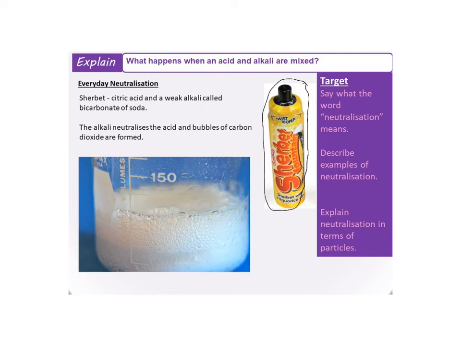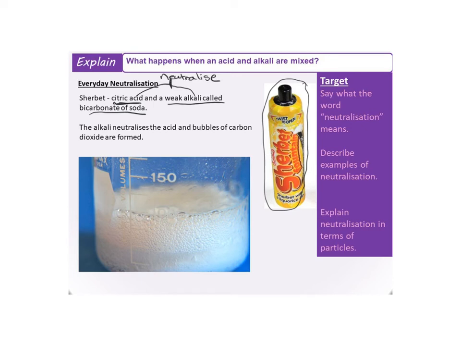And all sherbet is, it's a type of acid that we call citric acid, and it's got a weak alkali in it as well called bicarbonate of soda. So we know immediately we're speaking about an acid reacting with an alkali. And we can predict that what is going to happen is we are going to get a neutralization reaction where water will be produced. Okay, so we know that this is going to neutralize.